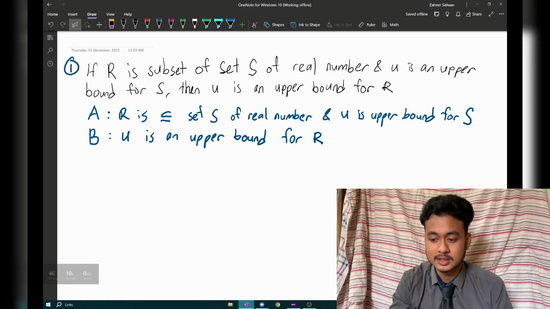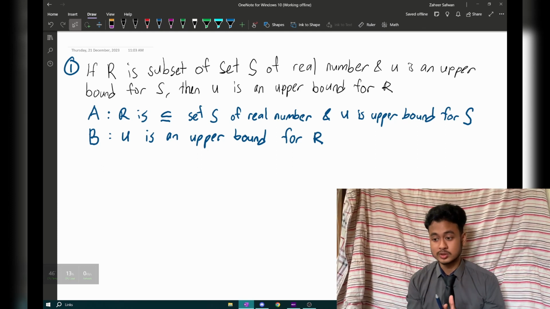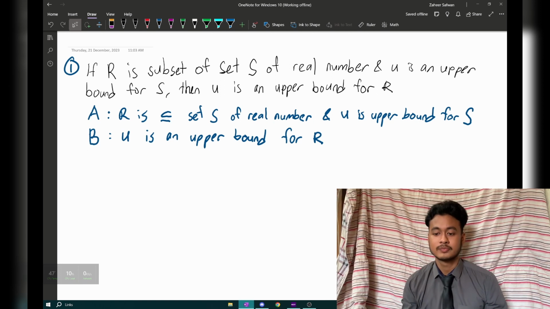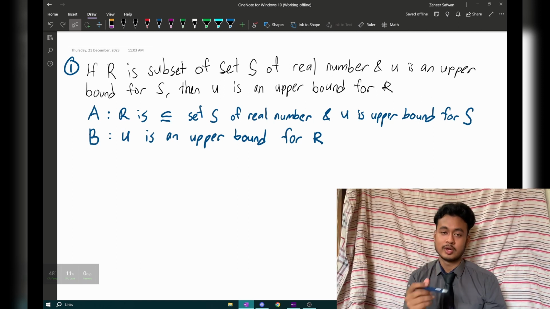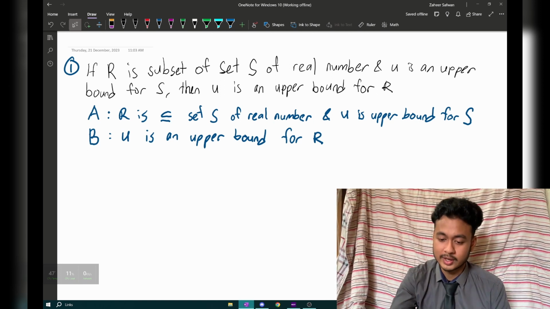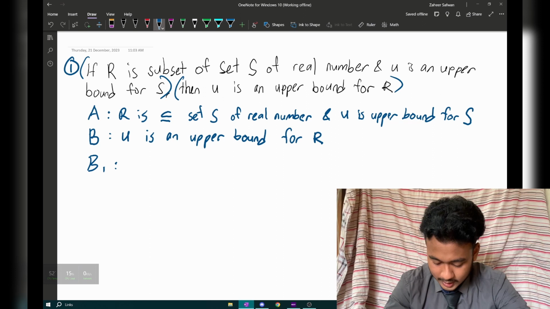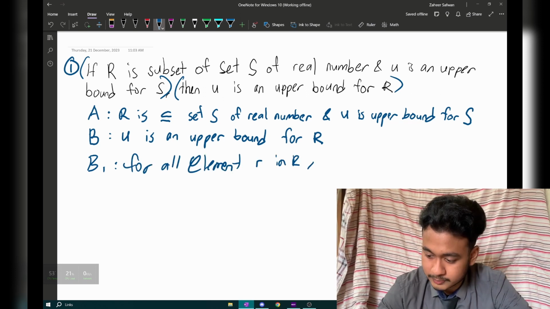So let's do one question. If R is a subset of set S of real numbers, U is an upper bound for S, then U is an upper bound for R. So how do we solve this? First, we have to find our A and our B. Then next, our B1. What is our B1? B1 is for all elements r in R, r less than or equals to U.